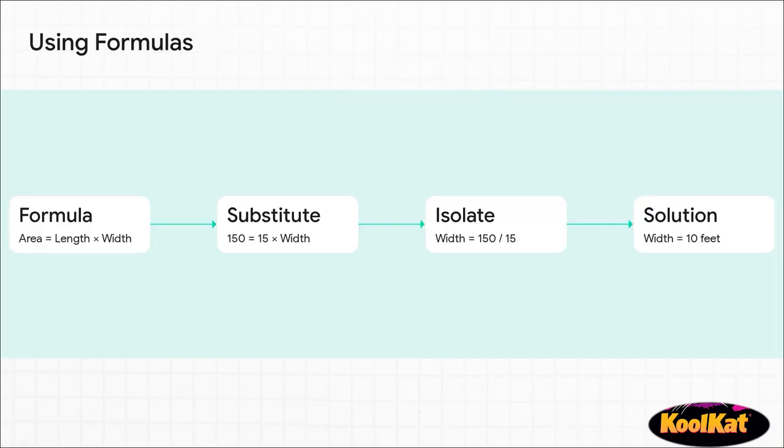Because here's the thing. On the GED test, you get a formula sheet. So the protocol is super straightforward. Find the right formula on the sheet, plug in the numbers you already know, and then just solve for the one you don't. Area equals length times width becomes 150 equals 15 times width. To get the width alone, you just divide 150 by 15. Bam! The width is 10 feet.